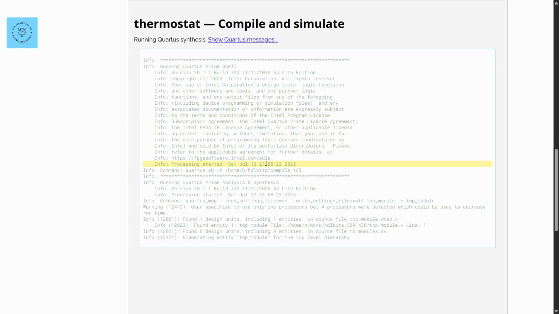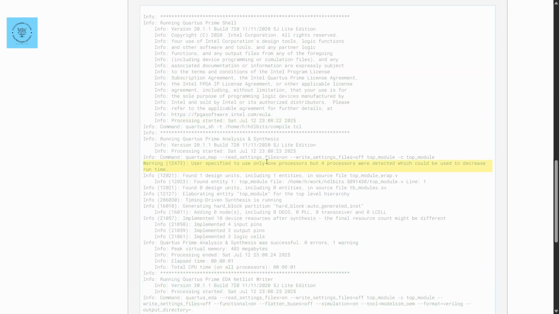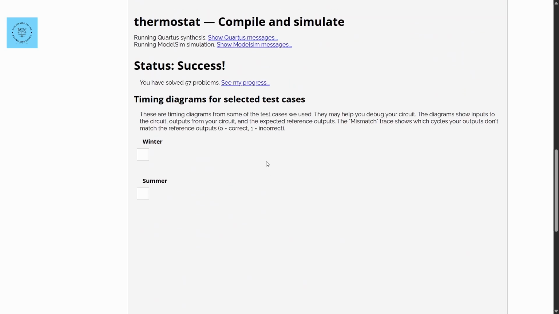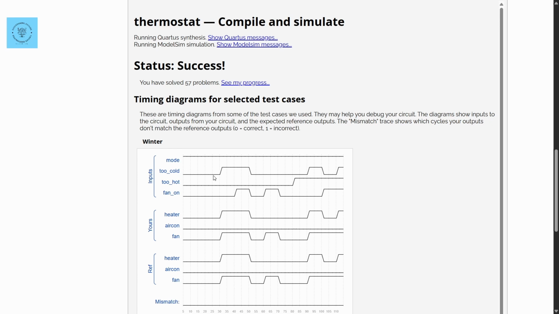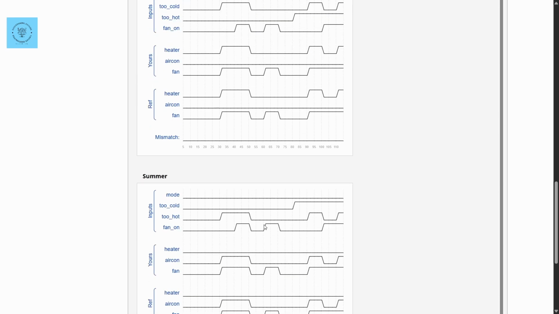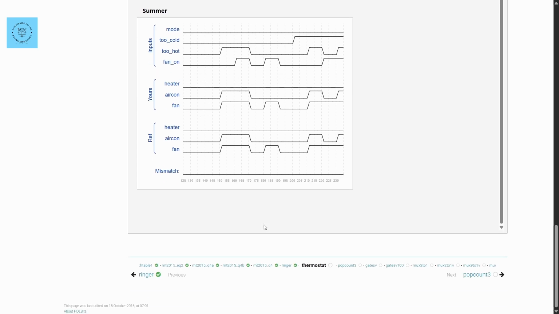So as you can see, the compilation process has been started. The status is success, and here are the timing diagrams which match exactly for summer and winter too. So in the next video we will be seeing about the pop count 3.